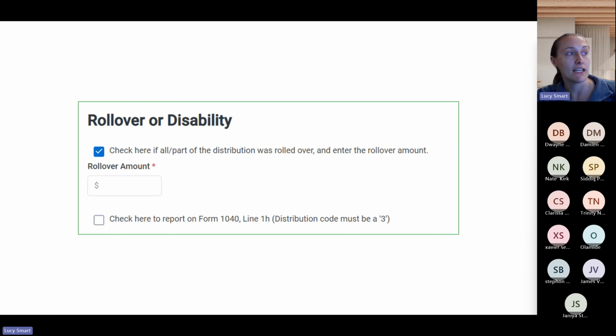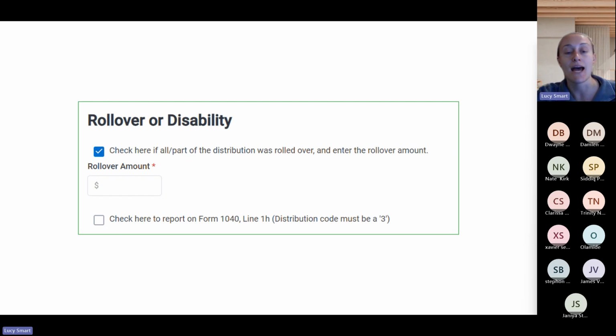So when we're in TaxSlayer, once we've entered in the regular information from the return and scroll down, there's a question about rollover or disability. All we need to do is check the box that says check here if all or part of the distribution was rolled over and enter the rollover amount in TaxSlayer. Typically, taxpayers just roll over the entire amount, but this is something you need to verify with the taxpayer. You need to confirm that they did complete the rollover and how much of it they rolled over.